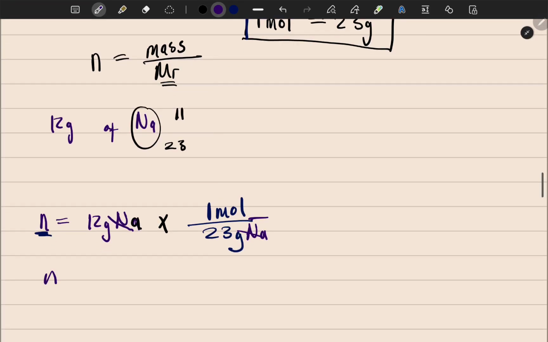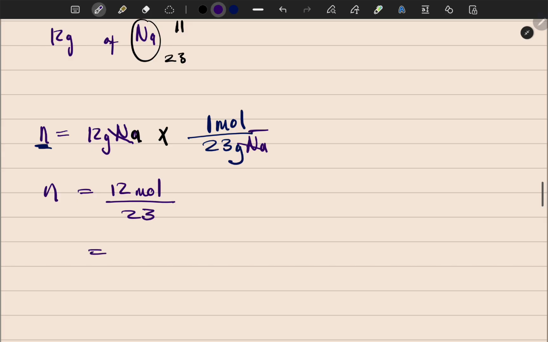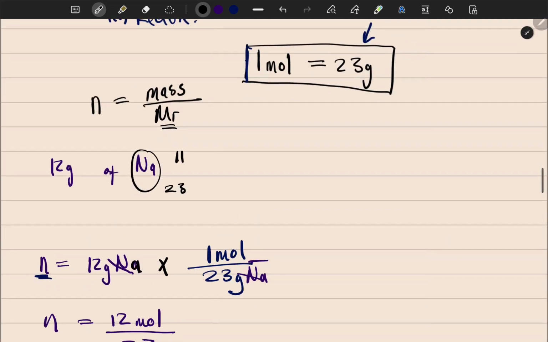Then you end up having the number of moles as 12 times 1, it'll be 12. And what units do we have? Moles over 23, which is no units, right? And you now still get your solution, which is going to be whatever the value, with your number of moles in moles. You understand? So you're going to have many relationships.